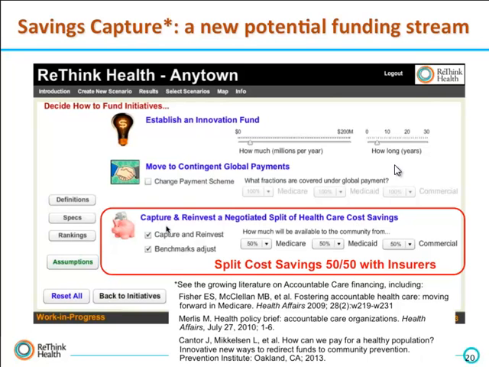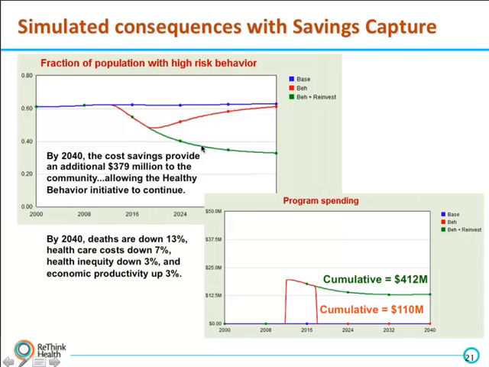We're going to imagine that you can split the cost savings 50-50 with all the insurers, the private insurers and Medicare and Medicaid. And in fact, Medicare and Medicaid already are doing experiments in accountable care, and the jury's still out, but it looks like there's real potential here. Okay, the new line is the green line. Here again we have our same graphs of the prevalence of unhealthy behavior on the left and program spending over here on the right. So let's walk through what happened.